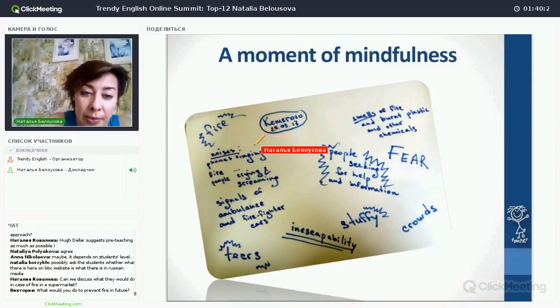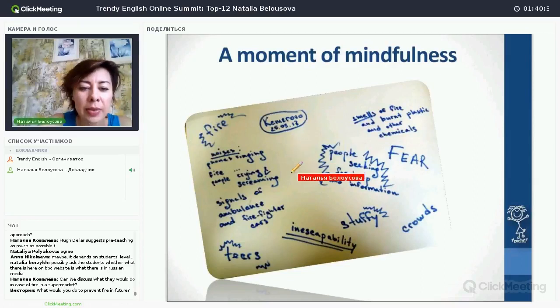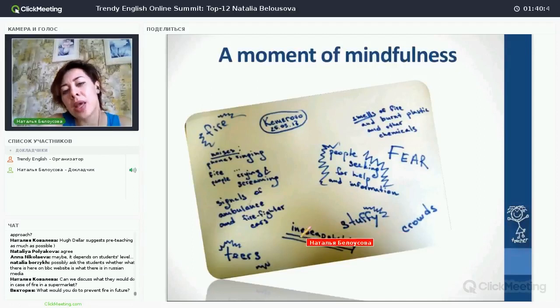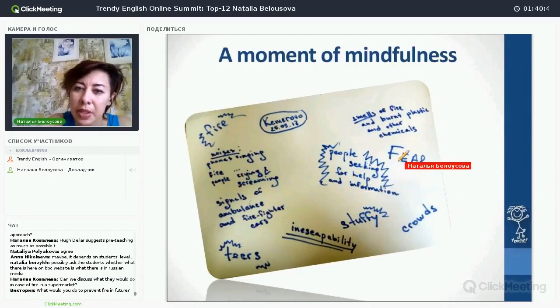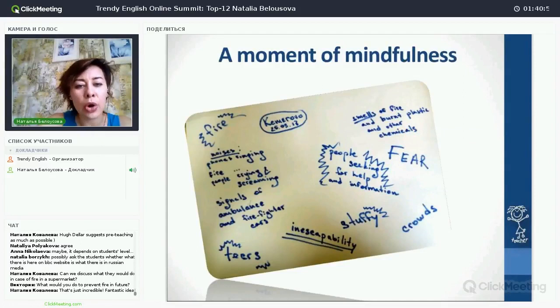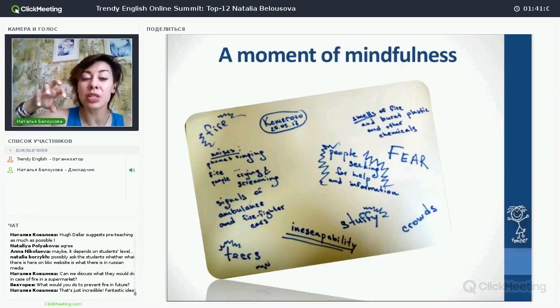So you can see a camera and some noises here, like phones ringing. I'm not sure you can read the handwriting, so I'll just read a couple of things. People crying and screaming, signals of ambulance, firefighter cars. This is interesting: inescapability, crowds, people seeking help, smells of fire, and so on. So for the student, it's an opportunity to really imagine themselves living through this moment, which makes it much easier to generate ideas on the topic, no matter what you're going to do after that.